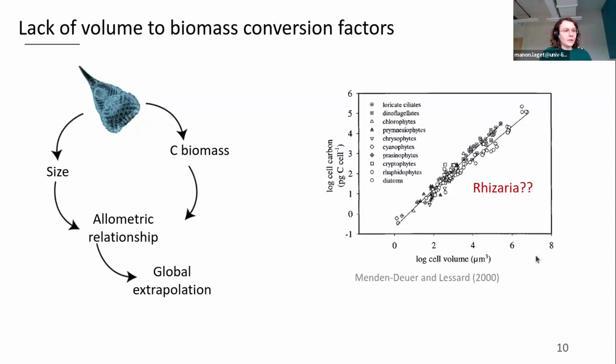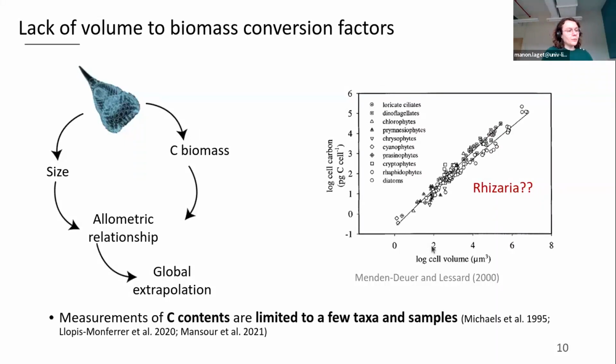So in the past, an allometric relationship, converting the cell size to carbon biomass, was established for a variety of protists, but this relationship does not include any rhizaria. So we can wonder whether this relationship would give an accurate estimation of rhizaria biomass. However, the measurements of carbon contents of rhizaria are limited to only a few taxa and samples.